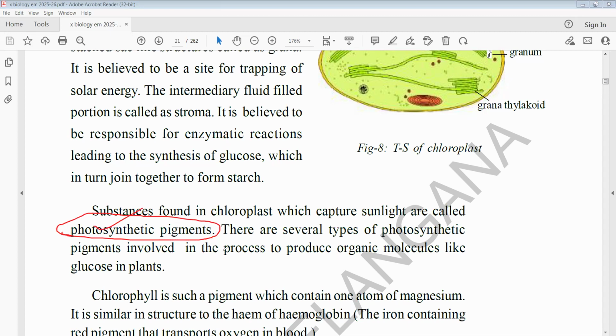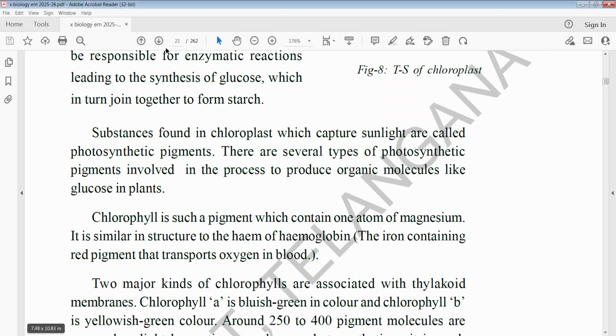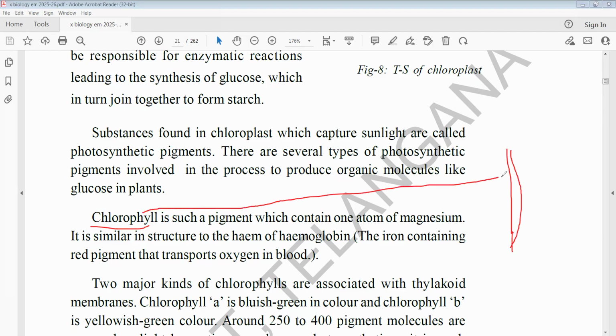They are chlorophyll A and chlorophyll B. The chlorophyll is such a pigment which contains one atom of, it is very important. The structure is given here. When you take the chlorophyll, the structure seems to be like a shuttlecock bat. So it has a tail and head. The chlorophyll has both structures, tail part and head part.